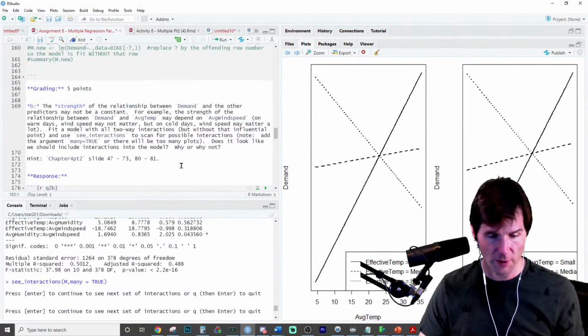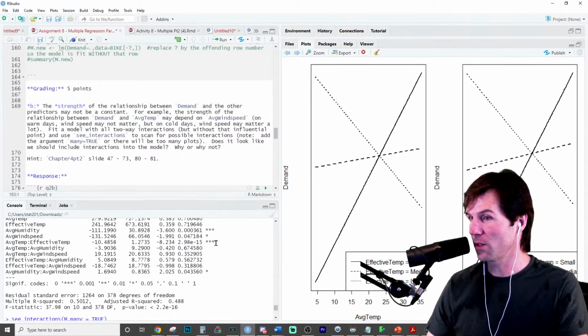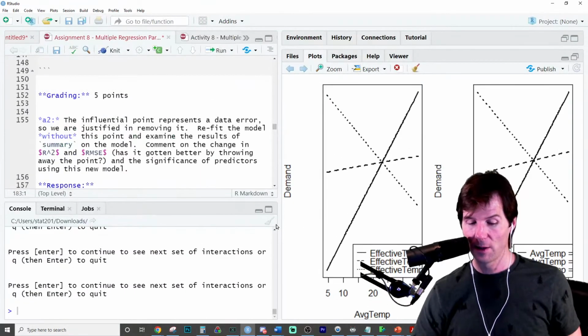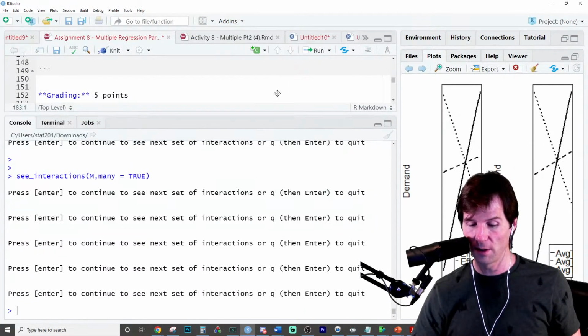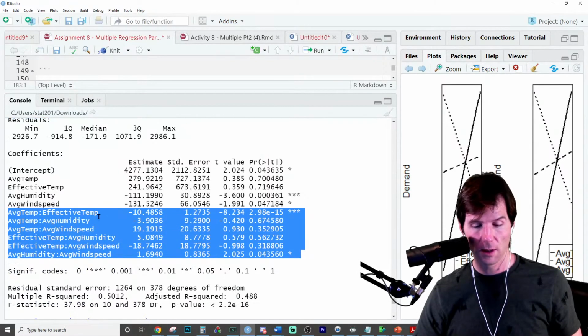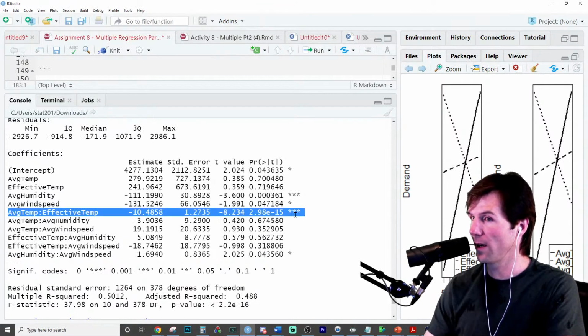Does it look like we should include interactions? So let me just answer it this way, Kayla. Some of the interactions are statistically significant. Do you think we should include interactions? Yes or no, Kayla? Going back to the main question right here, a little lecture on interactions. Some of the interactions are statistically significant, i.e. this one and this one. Do you think we should include interactions in the model?